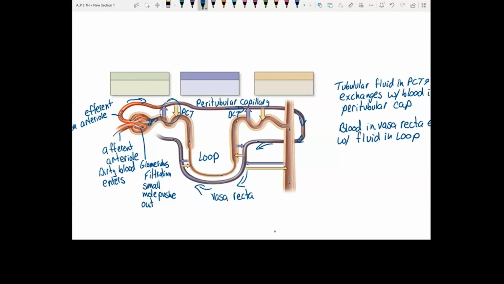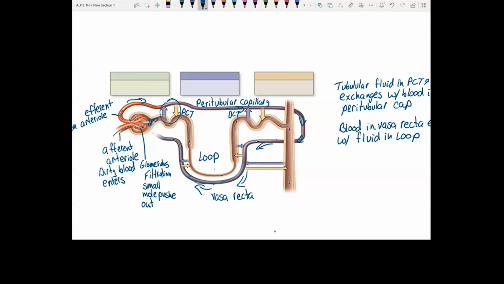So here we will have reabsorption and secretion between the blood in the peritubular capillary and the tubular fluid in the proximal convoluted tubule. Then the blood goes on to the distal convoluted tubule. It does reabsorption and secretion there. Then the blood flows around and comes down here to the loop, and the blood exchanges with the fluid in the loop. Then the blood goes on out and rejoins the rest of your circulation.